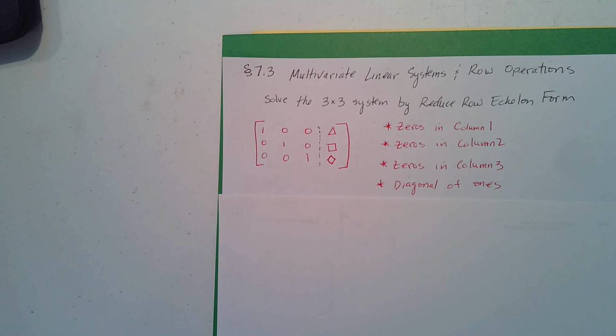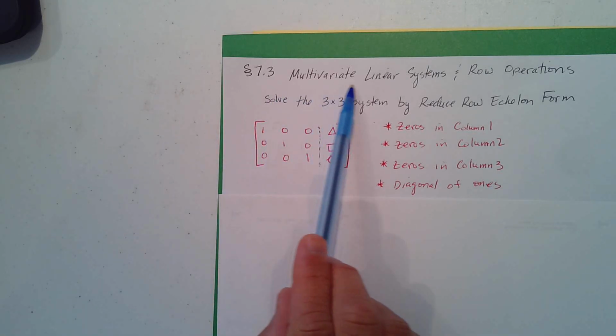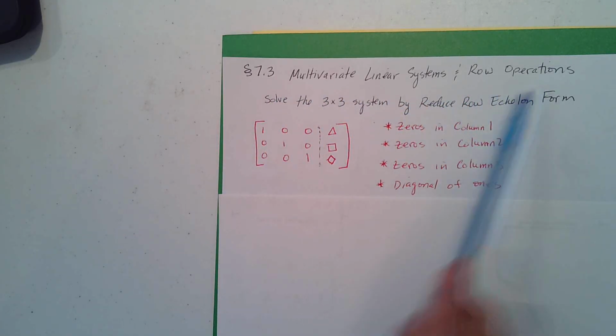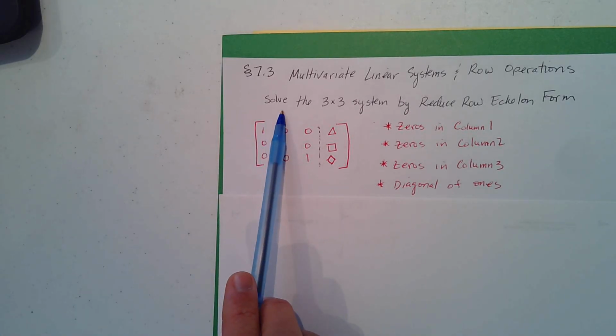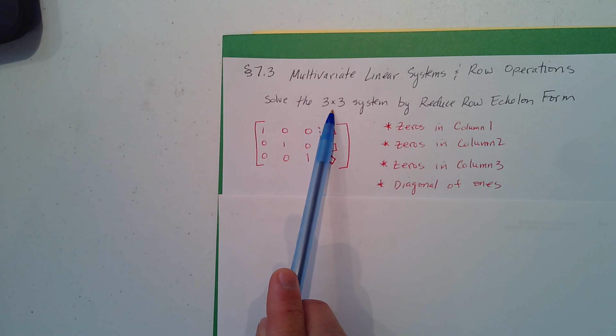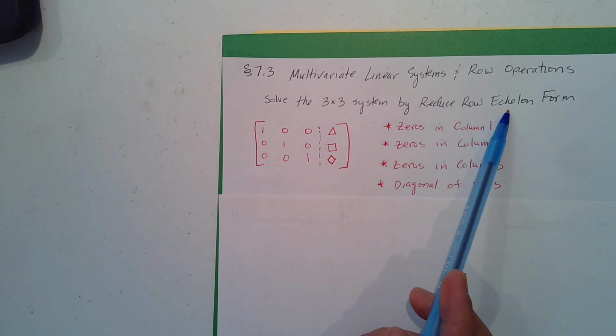Hello students, today we will learn section 7.3, Multivariate Linear Systems and Row Operations. The main focus today is we're going to solve a 3x3 system by reduced row echelon form.